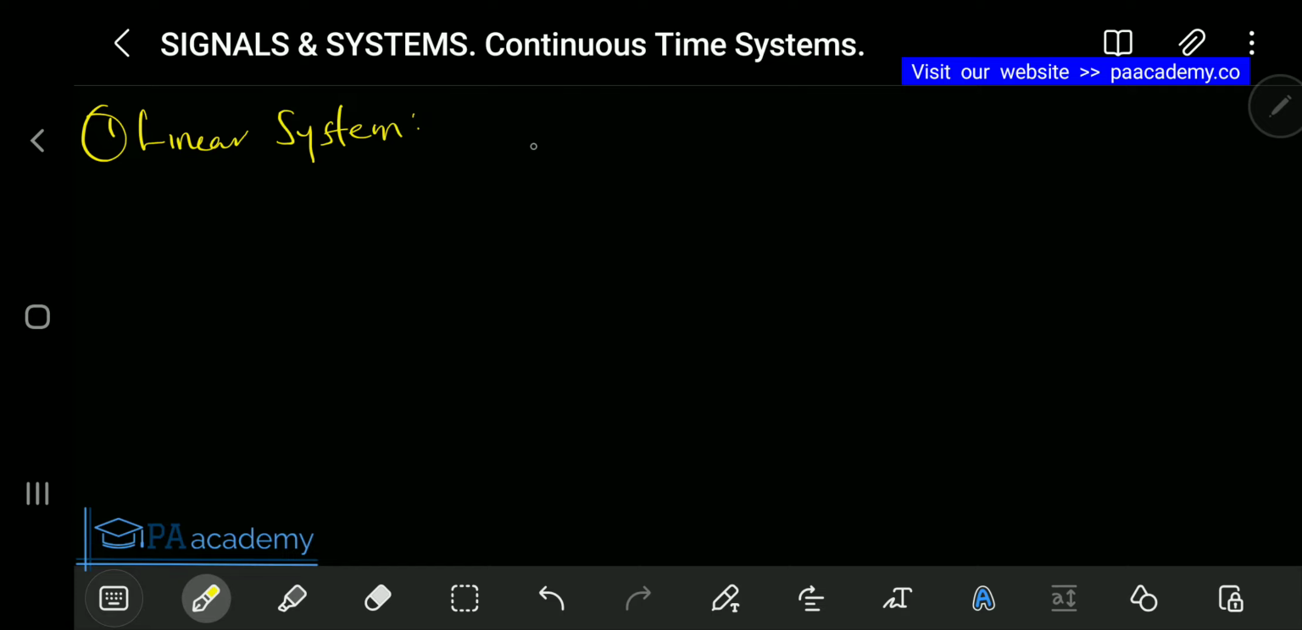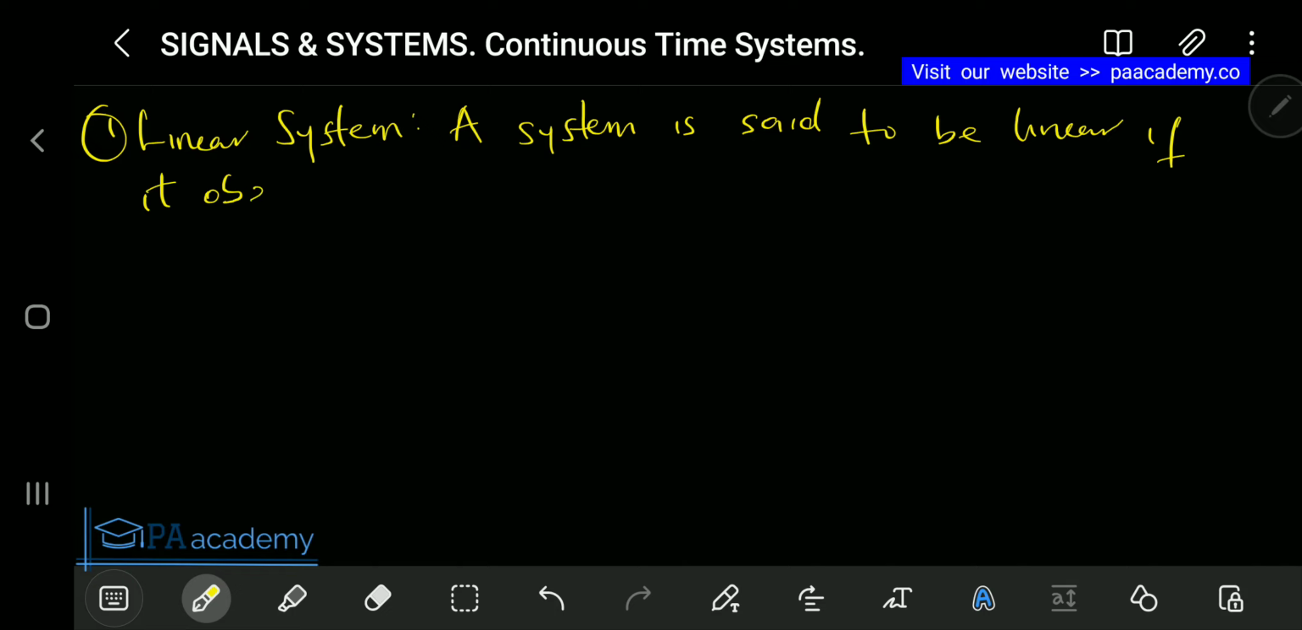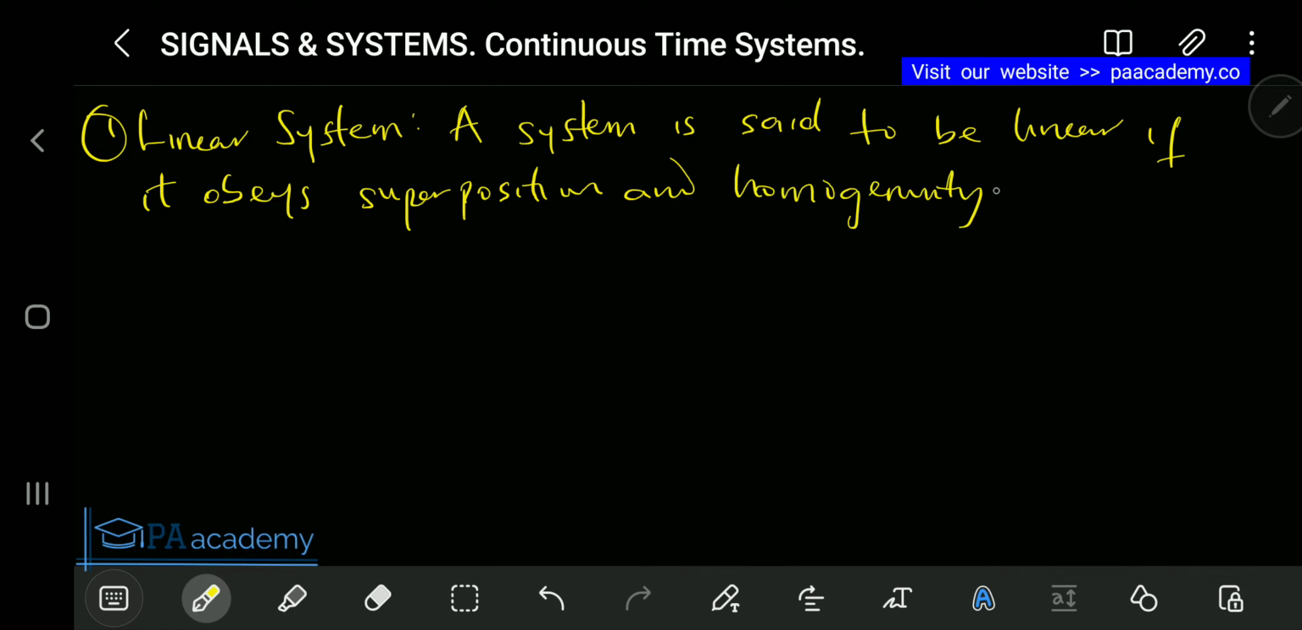Alright, so when we say linear system, we can define it as saying a system is said to be linear if it obeys superposition and homogeneity of the system.